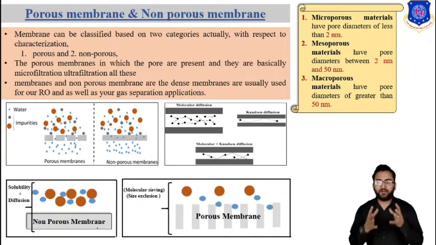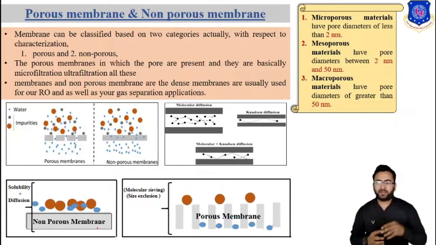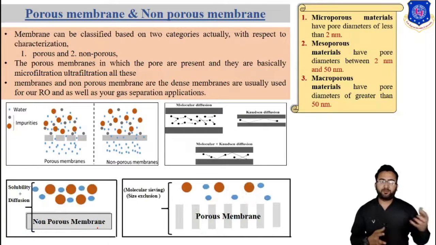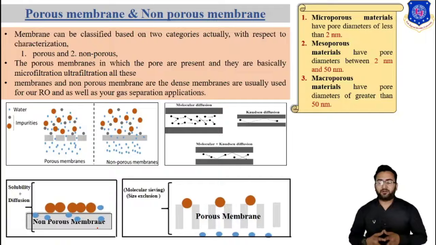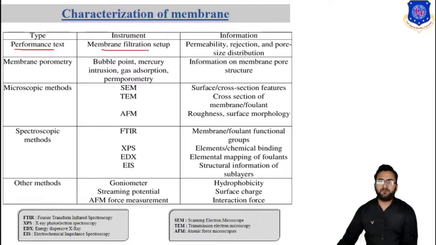Porous membranes have a higher permeation comparatively to non-porous membranes. Non-porous membranes are used in reverse osmosis or nanofiltration, whereas porous membranes are used in ultrafiltration and microfiltration. Now let us discuss various characterization techniques for the membrane. For the performance test, membrane filtration setups are used, such as for permeability, rejection ability and pore size distribution, which can be characterized using a membrane filtration setup or membrane assembly setup.